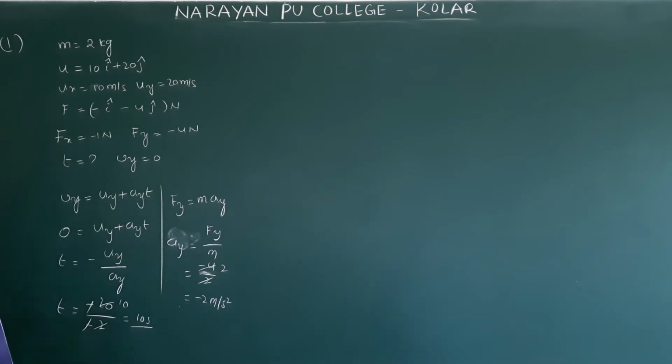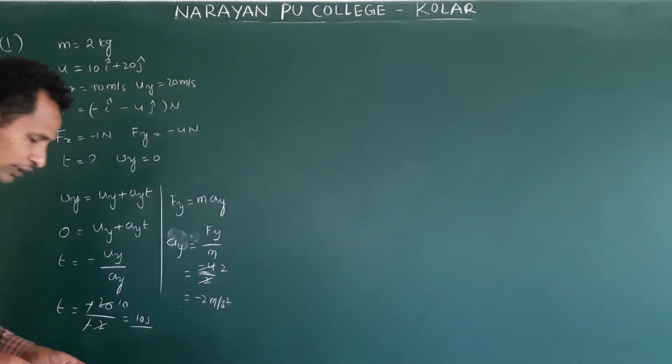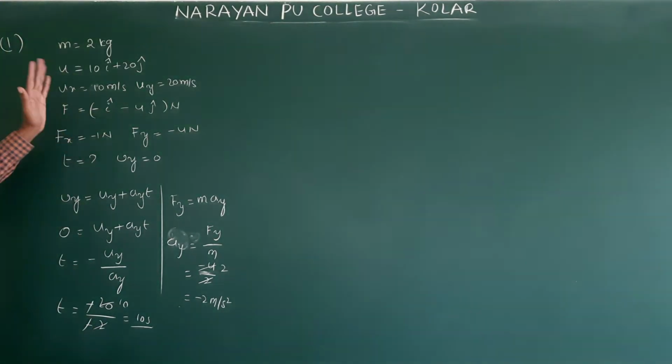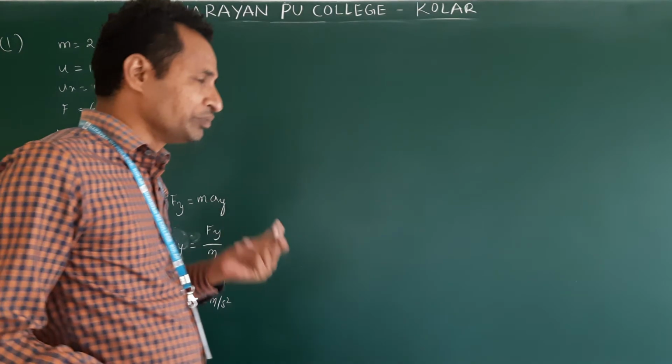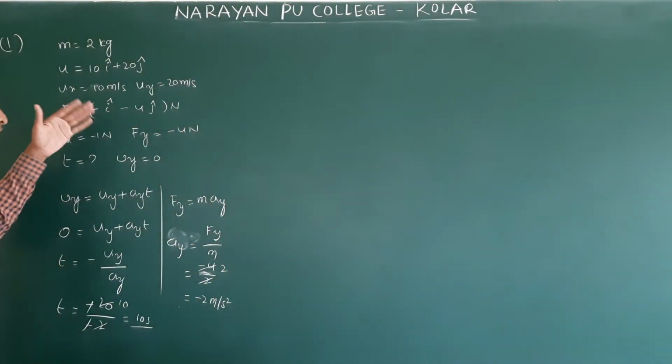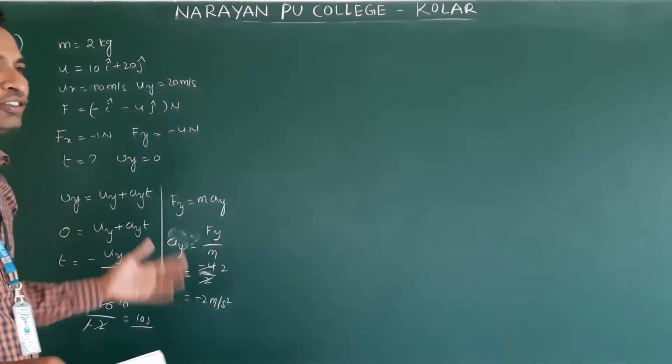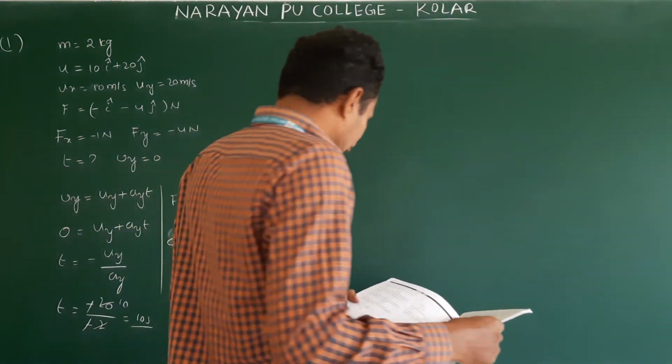Clear? First option. First option, right. See, we have divided everything into x-axis and y-axis, and based on the question, we calculated each and every one in two directions. According to the question we follow. Next, second question.